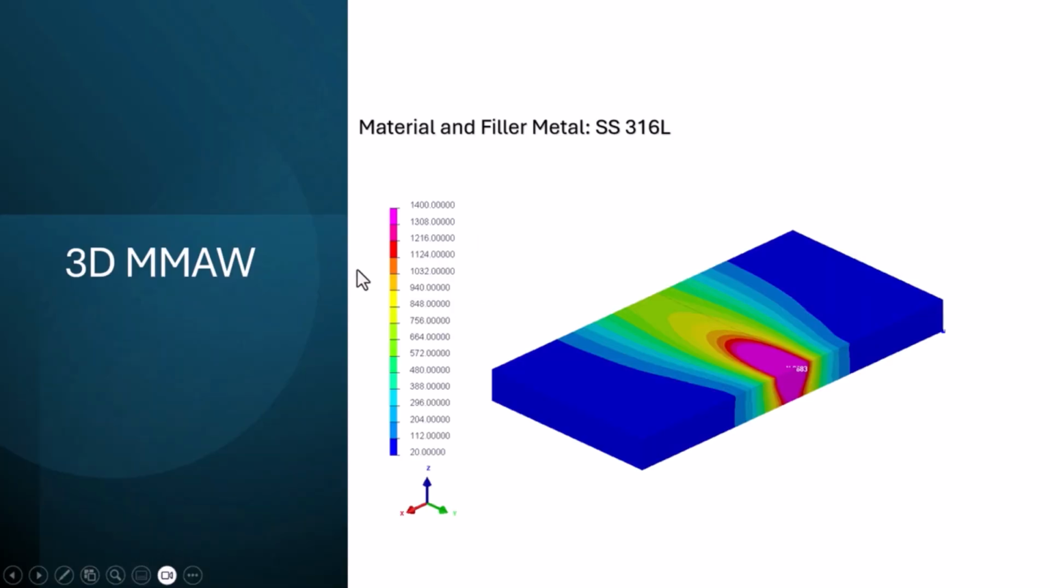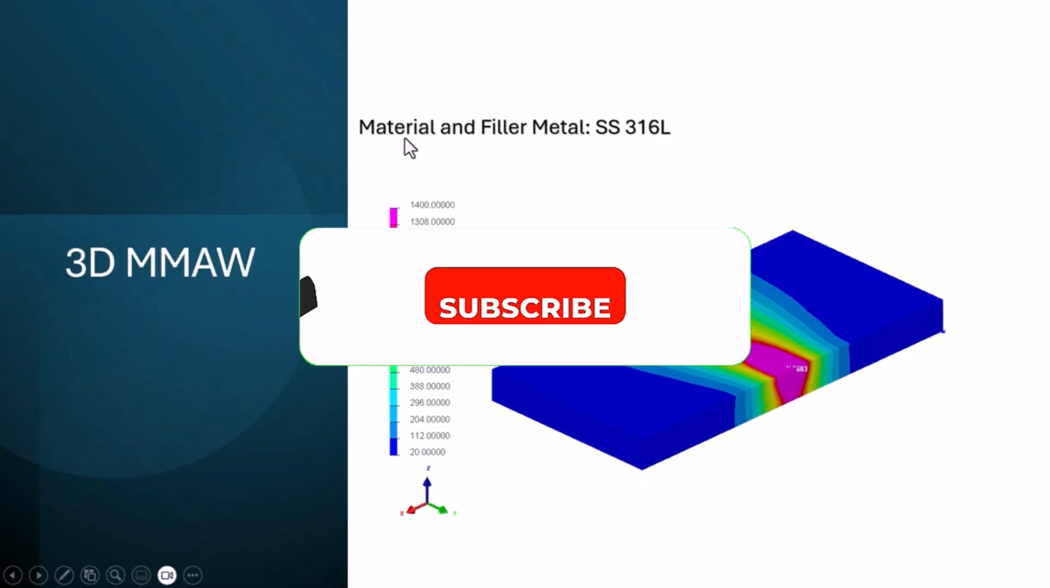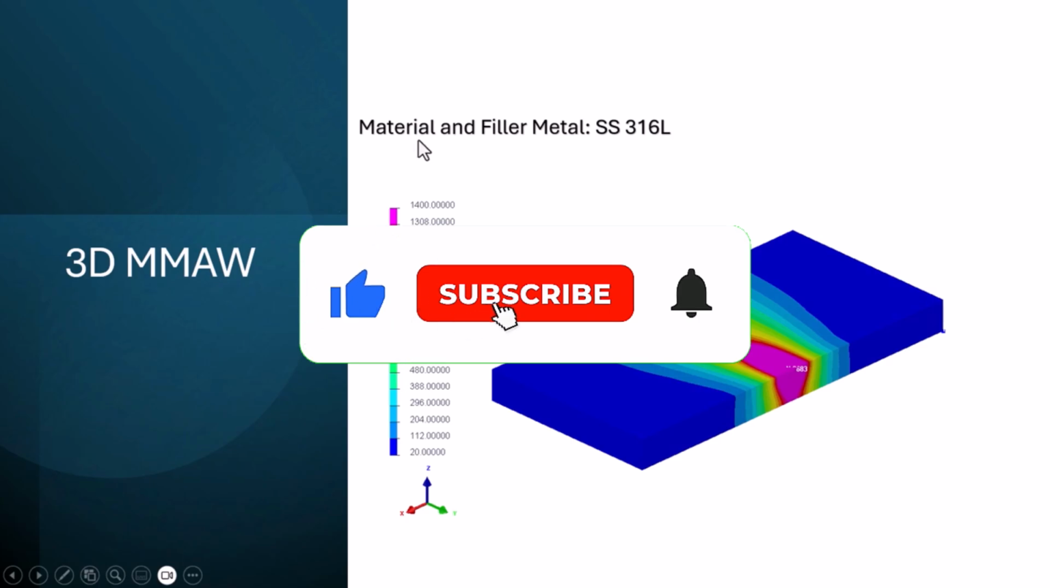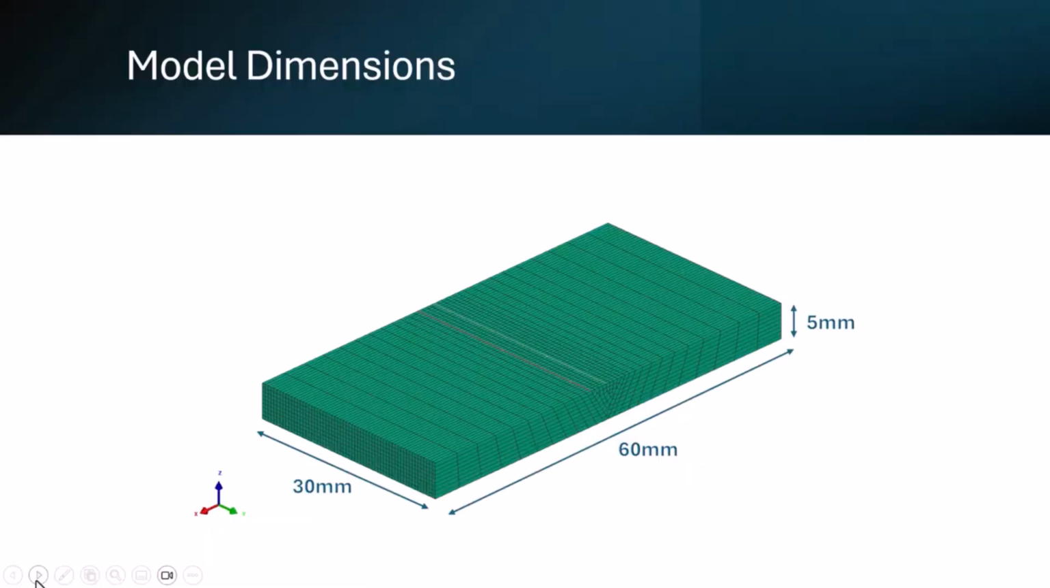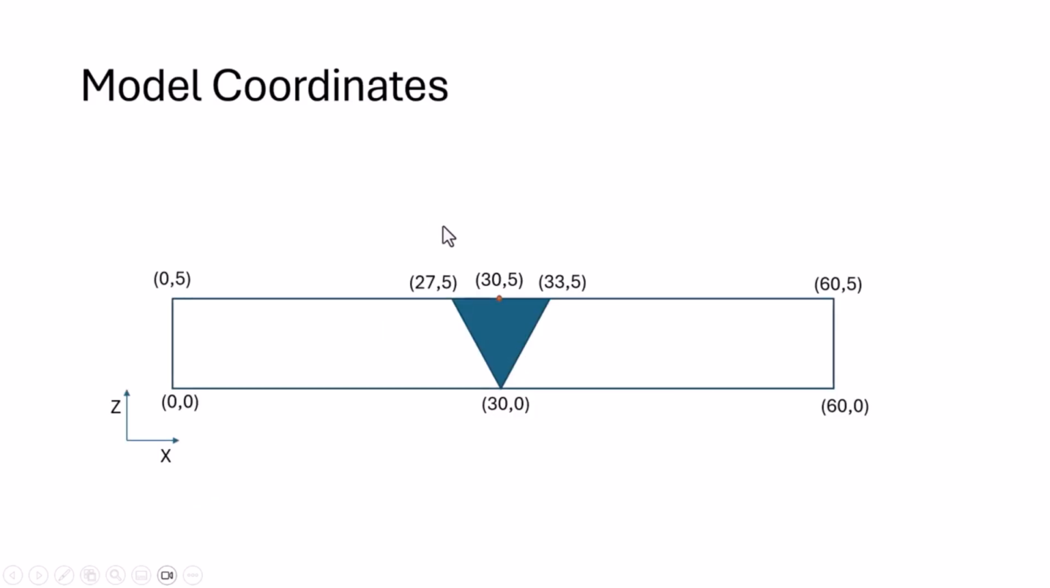The material we're going to study in this tutorial is 316L stainless steel, and in this slide you see the model's dimension. This is a sheet material, 5mm thick, width of 30mm and the length of 60mm, but the welding is going to be on the transverse direction. So the coordinates of the model is presented in this slide.